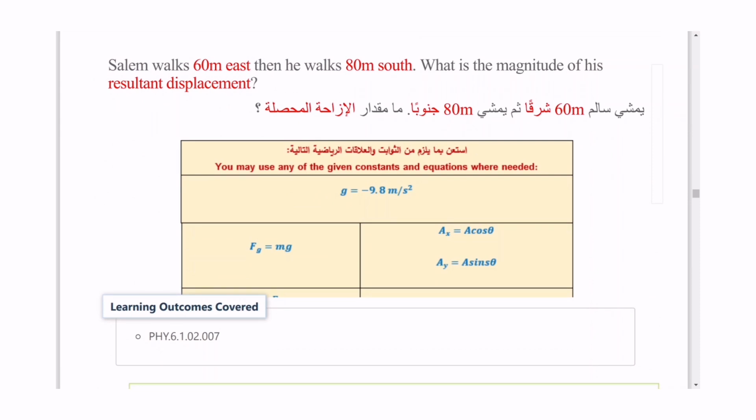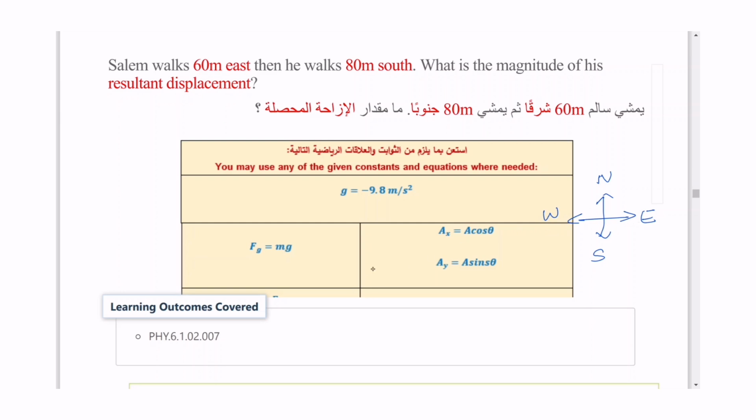Salim walks 60 meter east, then walks 80 meter south. What is the magnitude of his displacement? So I will draw here the directions. So if this is north, this will be south. And I write here west and east.